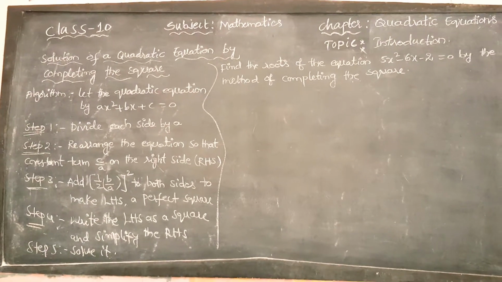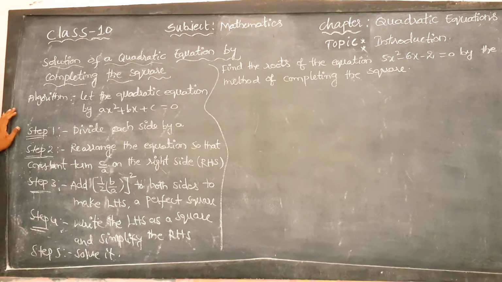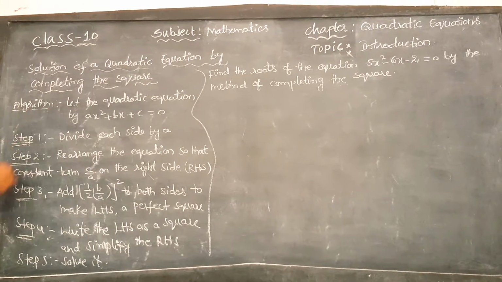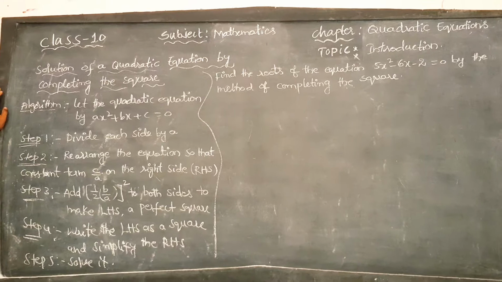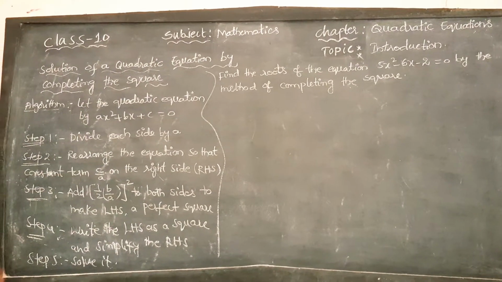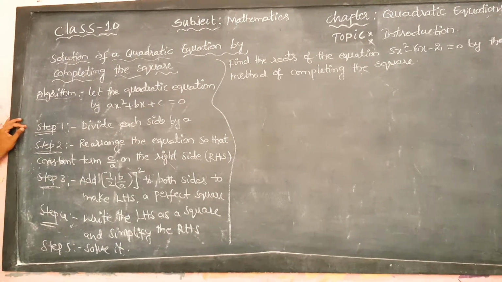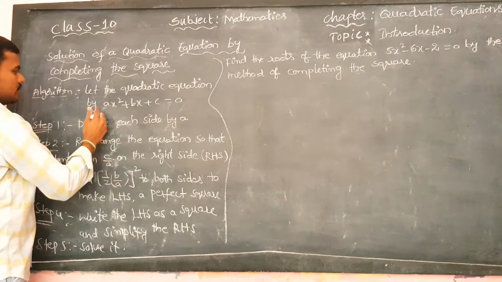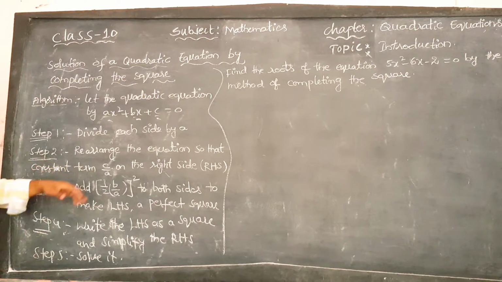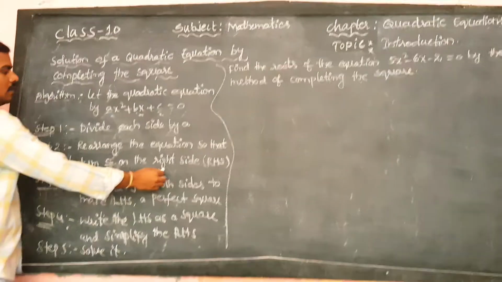So how to solve the quadratic equation by the method of completing the square? What is the algorithm of the method? Let the quadratic equation be ax square plus bx plus c is equal to 0. Step 1 is divide each side by a. Then rearrange the equation so that the constant term c by a is on the right side.